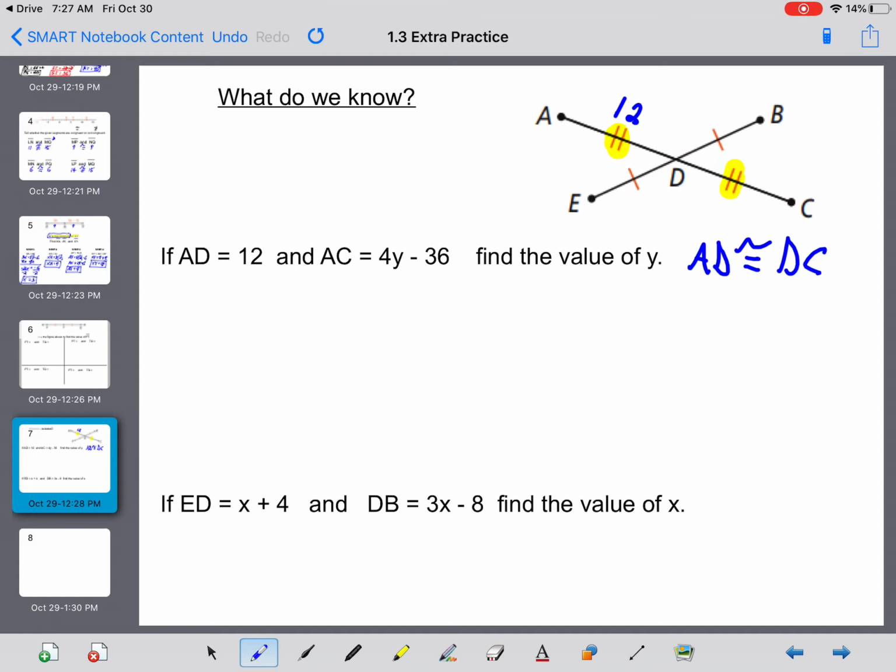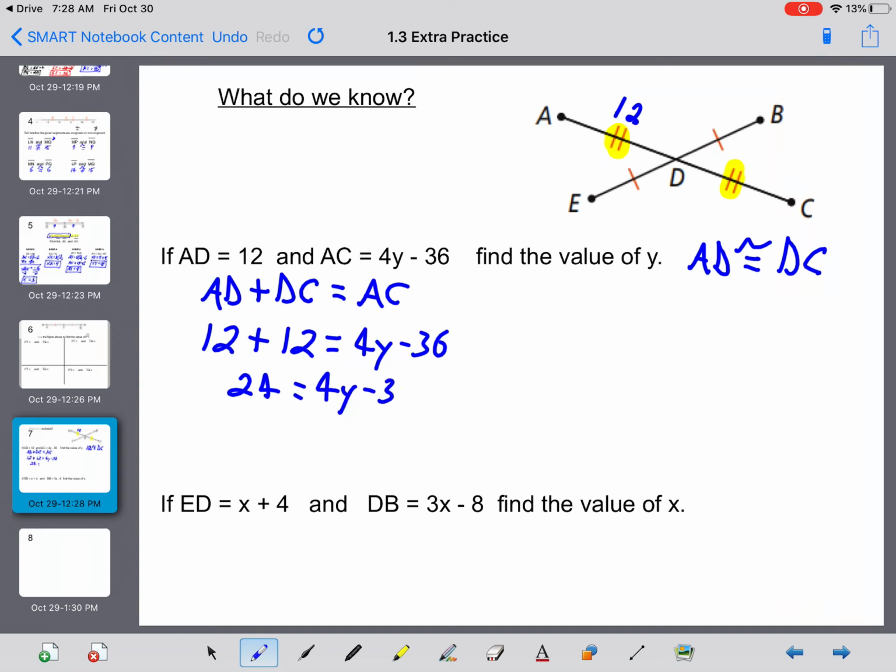Okay. If AD is equal to 12 and AC is equal to 4y minus 36, find the value of y. Okay. So we know AD plus DC is equal to AC. Okay. If AD is 12, that means DC is also 12. So this is 12 plus 12 equals 4y minus 36.